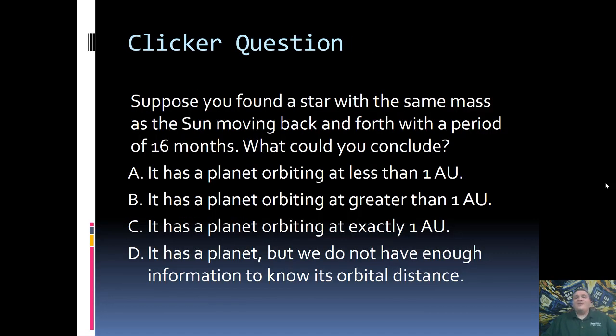All right, here is our fourth clicker question. Suppose you found a star with the same mass as the sun, moving back and forth with a period of 16 months. So it takes 16 months for it to wiggle back and forth. What can you conclude? A, it has a planet orbiting at less than 1 AU. B, it has a planet orbiting at greater than 1 AU. C, it has a planet orbiting at exactly 1 AU. Or D, it has a planet, but we do not have enough information to know its orbital distance. Go ahead and think about it, and we'll discuss in just a bit.